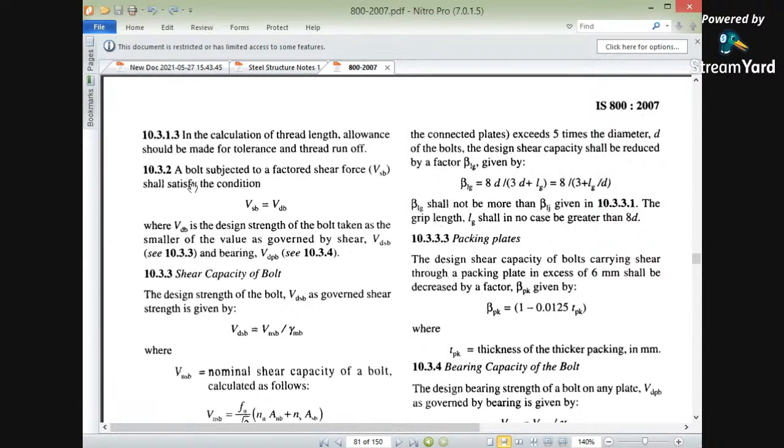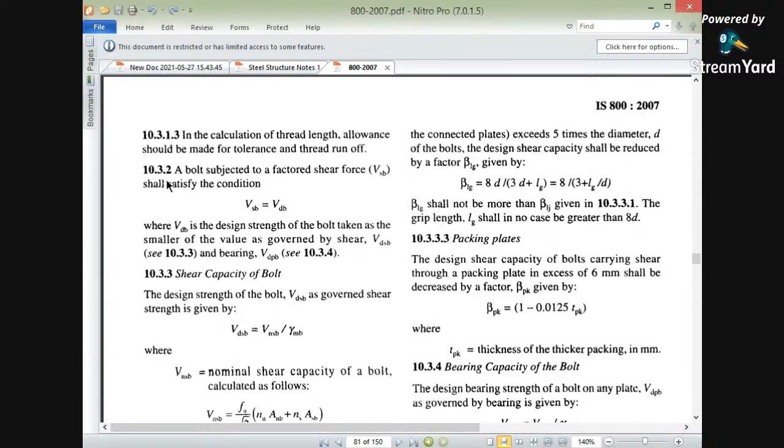It has already been stated here: a bolt subjected to factored shear force shall satisfy the condition V_sb ≤ V_db, where V_db is the design strength of the bolt, taken as the smaller of the values governed by shear, that is V_dsb in clause 10.3.3, and bearing capacity, that is V_dpb in clause 10.3.4. The minimum of shear and bearing will be the bolt value. This is mentioned in clause number 10.3.2.